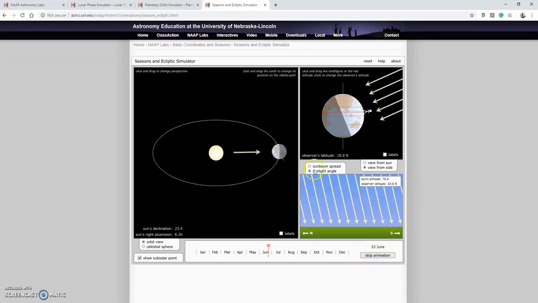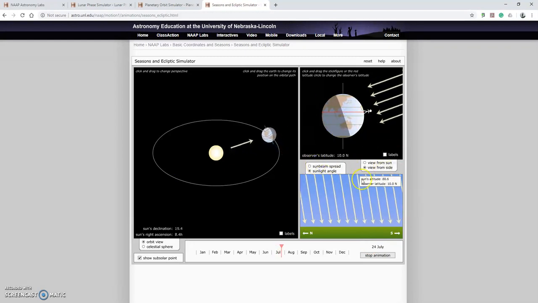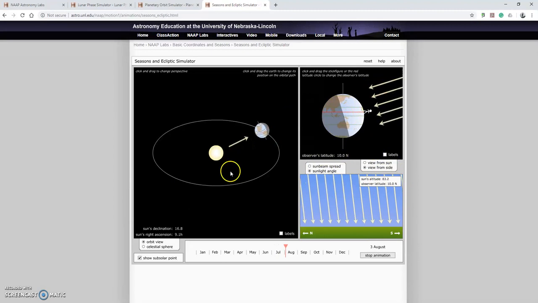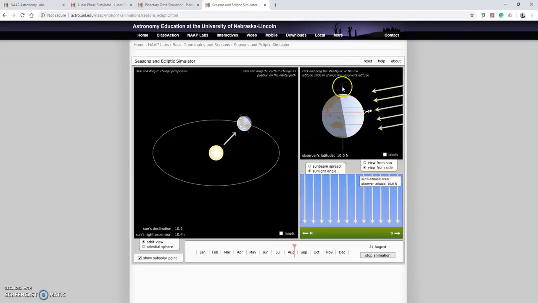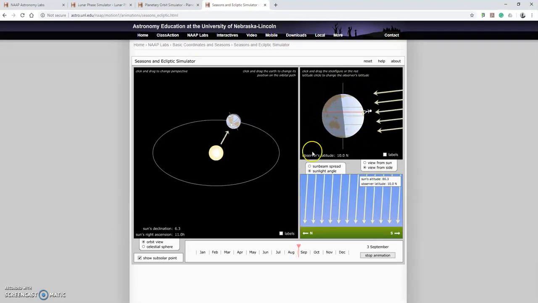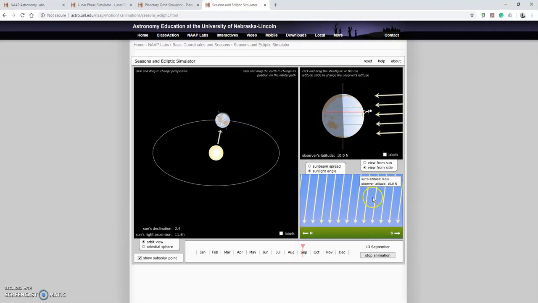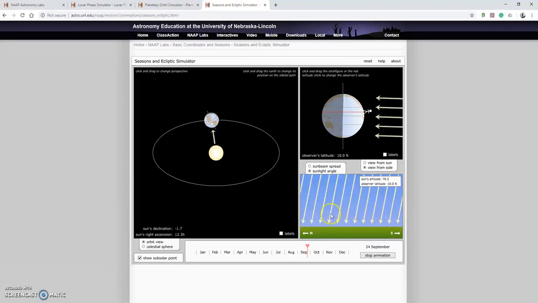So if I just let this play through here, we can start to see how that angle is going to be changing. And what I really like about this is that it gives us multiple perspectives. We have the Earth compared to the sun. We have our view of just the Earth and how much sunlight we were getting all the time, and then what we would actually see here on the surface of the Earth.